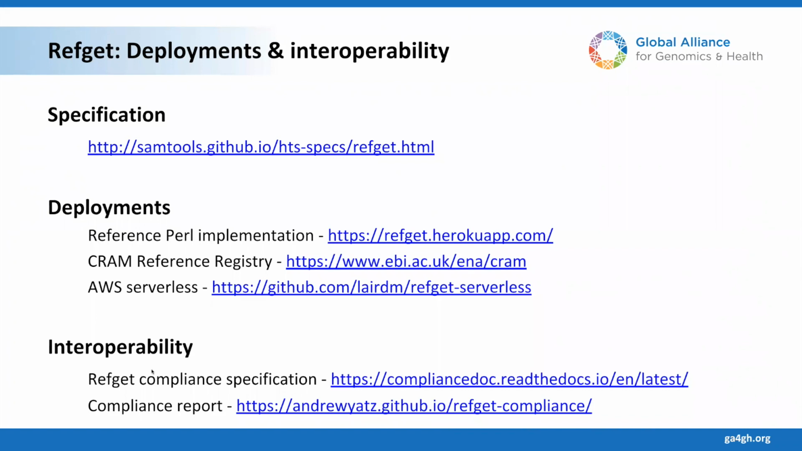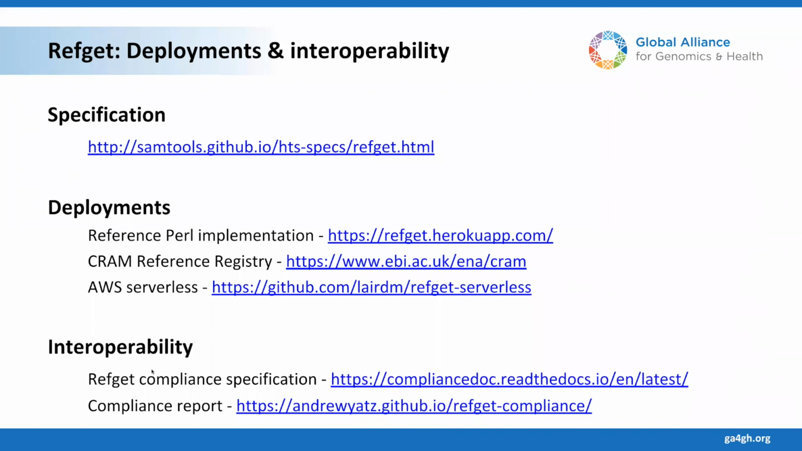We are currently also working with AWS to develop a serverless version of the Refget API, which will mirror a huge amount of the CRAN reference registry data, and will also provide not only MD5 checksums, but also trunk 512 checksums as well. So that will be a part of Amazon's public dataset project and will be available in multiple availability zones. So you will be able to go to your local Amazon instance and start retrieving data from there.